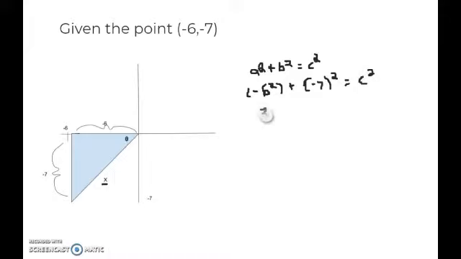And so -6 squared would be positive 36, because negative times a negative would be positive. And then -7 squared would be 49, and that would be 36 plus 49 equals c squared. So 85 equals c squared. And then you square root that to get rid of the squared. And so x equals the square root of 85.